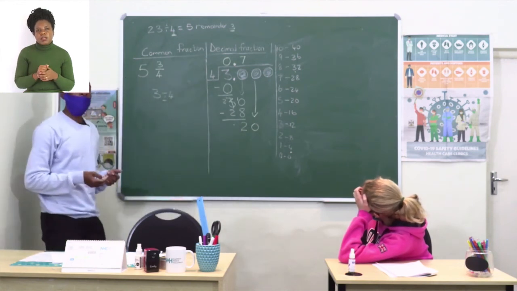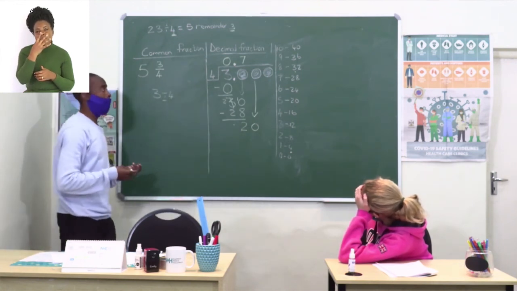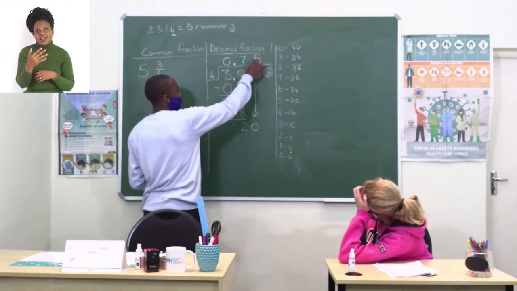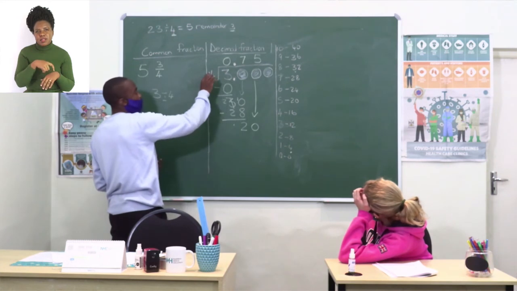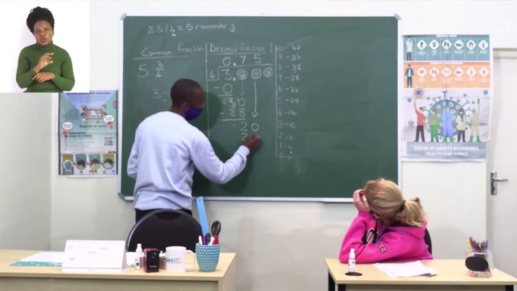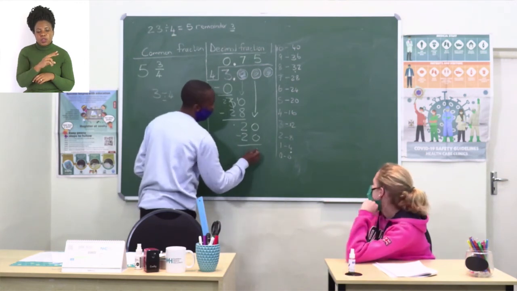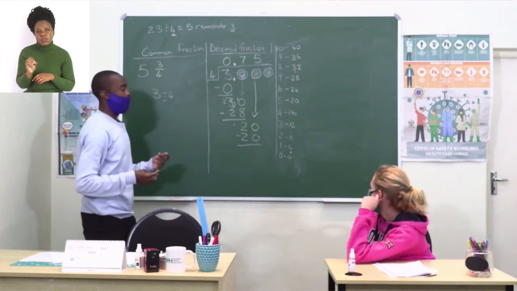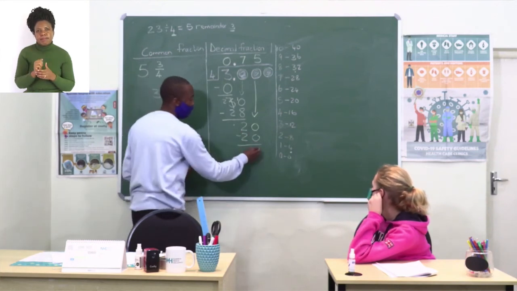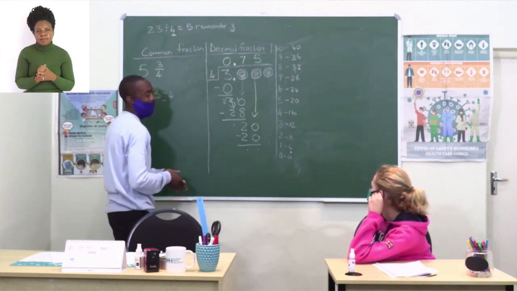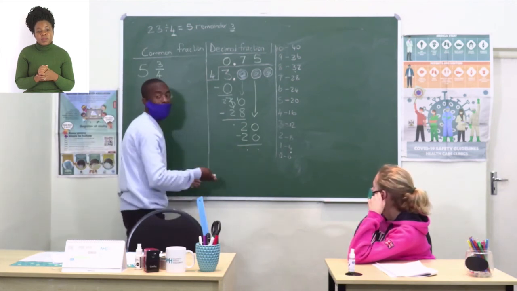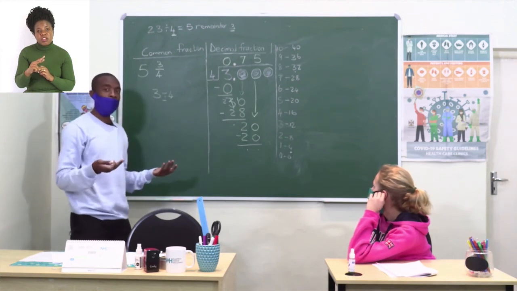4 goes into 20, it will go in 5 times. I say 5 times 4 will give me 20. Okay? And then from here, I will say 20 minus 20 will give me nothing. Now, notice there is nothing, there's no remainder here. Have you noticed?